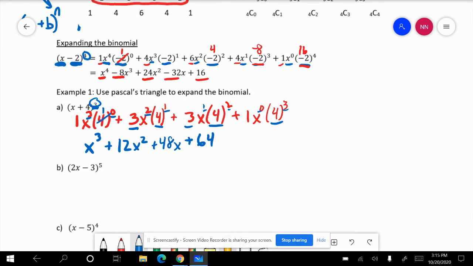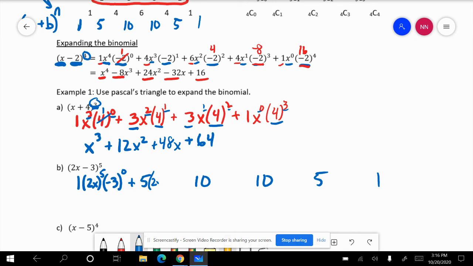Now looking at letter B, this is a little bit more complicated. It's degree 5, so that means that when we look at Pascal's triangle, it would be the 1, 5, 10, 10, 5, 1 combination. We're going to look at 2x, and we're raising it to the 5th power. And then we take the negative 3 and we raise it to the 0.